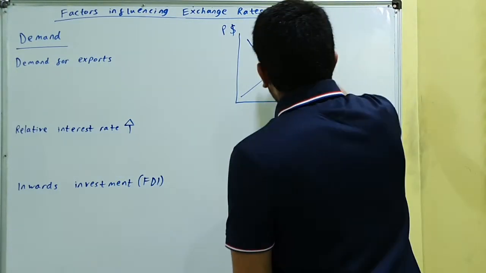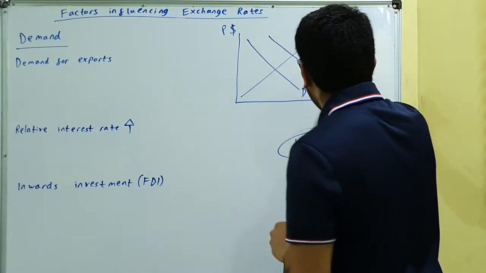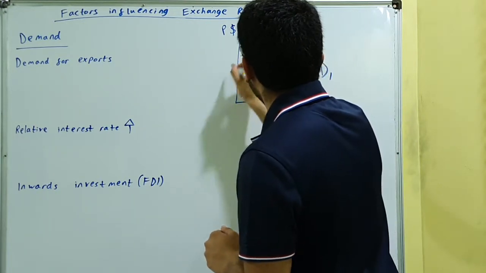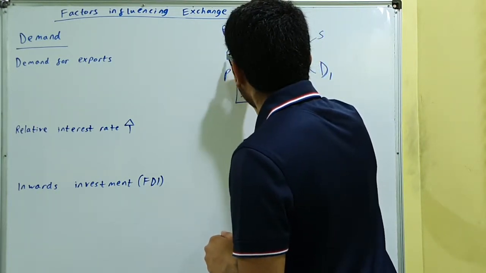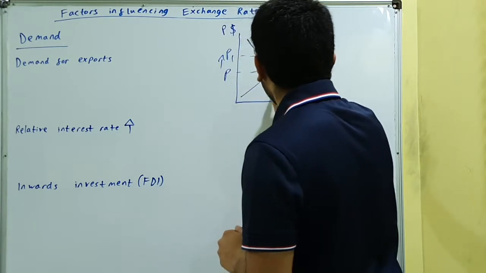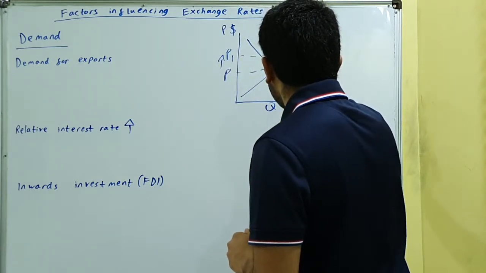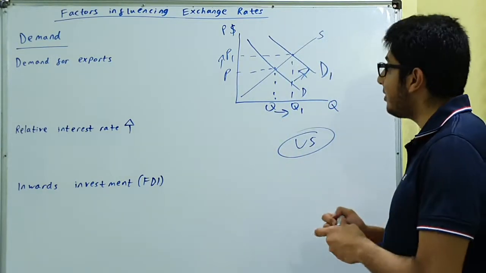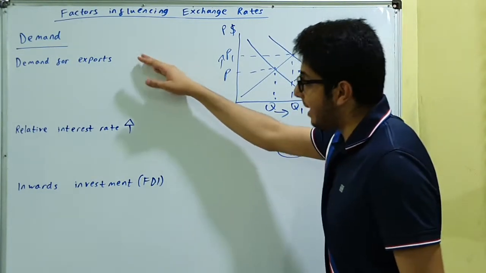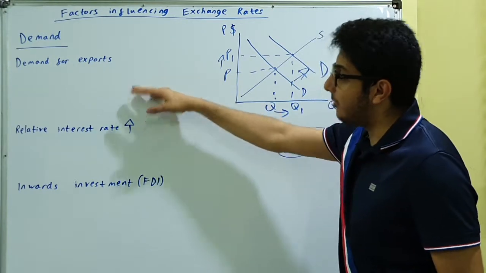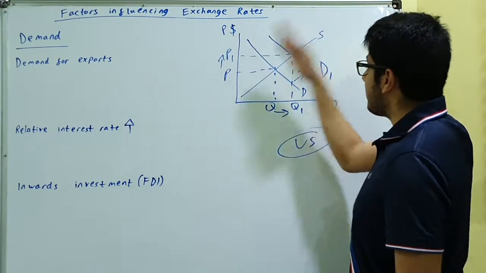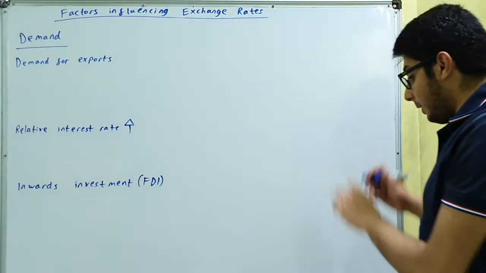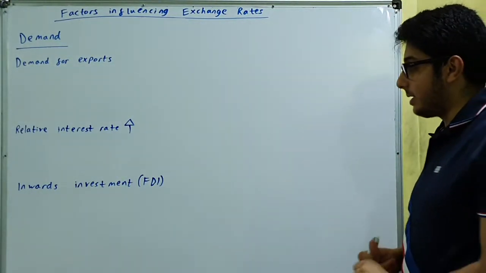Understand? So what happens here? Demand increases. The price of the dollar goes up from P to P1. It appreciates. And the reverse is the same. If the demand for exports goes down, the demand for the dollar goes down and the dollar depreciates. Okay, so relative interest rates.